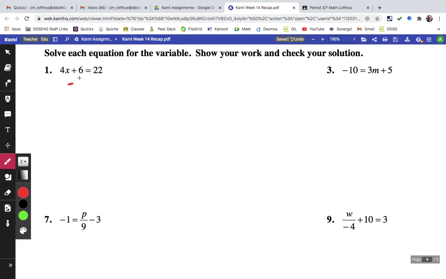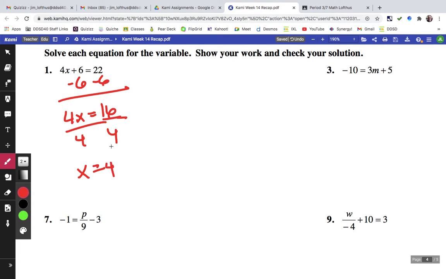Let's subtract 6. 4x equals 16. Divide by 4. X equals 4. Let's subtract 5. Negative 15 equals 3m. Divide by 3. M equals negative 5.